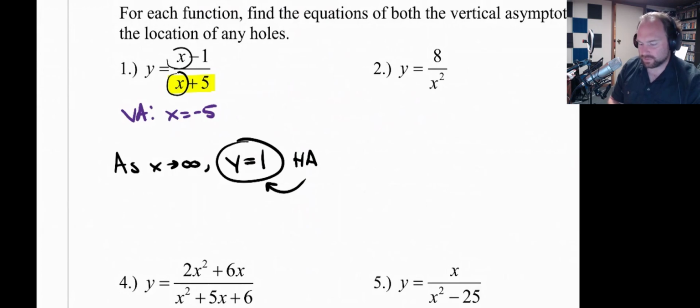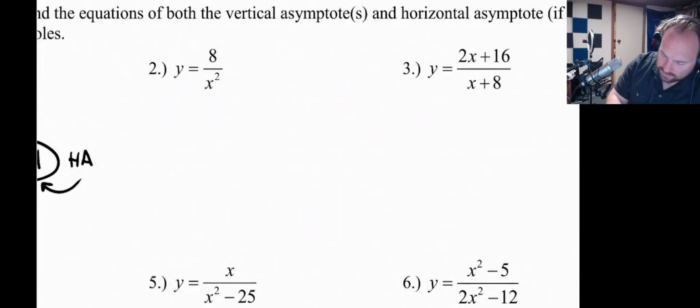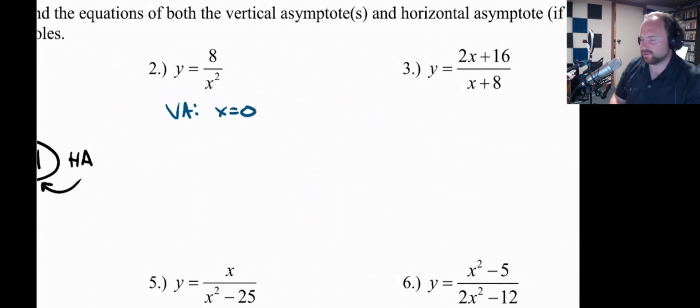Okay, so let's take a look at number 2. In this one, there is going to be a vertical asymptote at x equals 0. That's pretty easy to point out right now because plugging in 0 on the bottom makes it a problem.